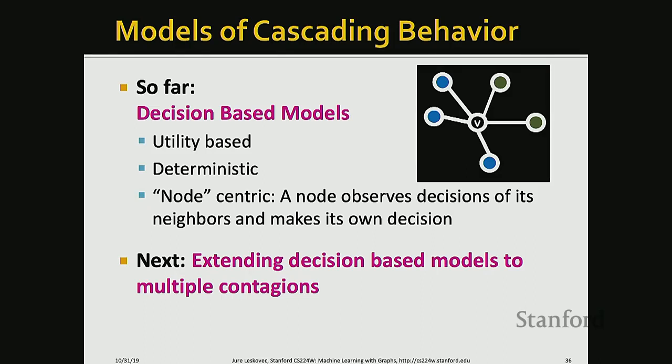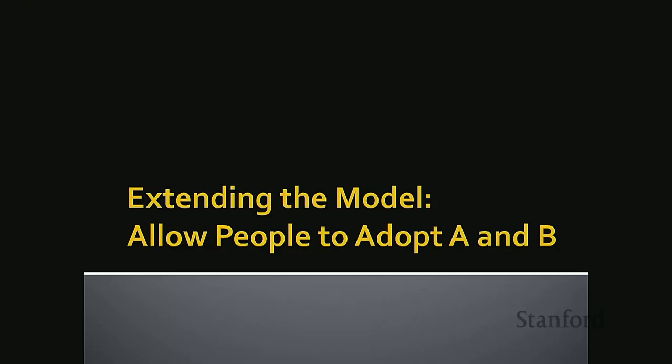Now, how can we extend this decision-based model to multiple contagions? This is going to be the rest of our lecture today. The reason this is important is, if you think about it, having only two behaviors is extremely limiting. You might have concurrent cascades going on, or you might have multiple technologies that you can adopt, or you might even decide to adopt two technologies at the same time. So that's why we want to extend our model to support multiple contagions.